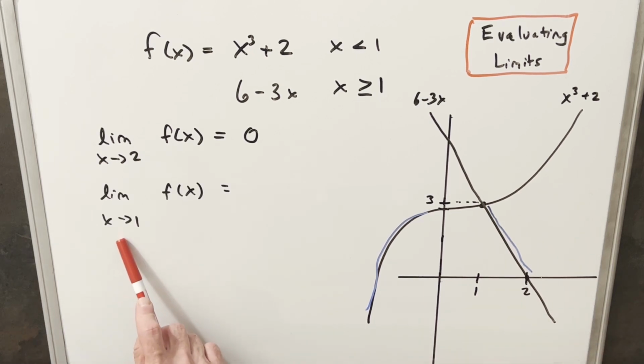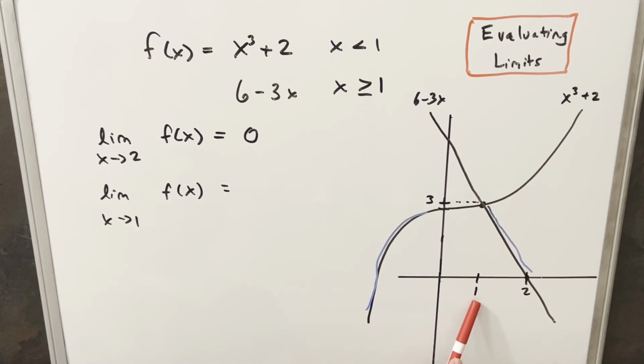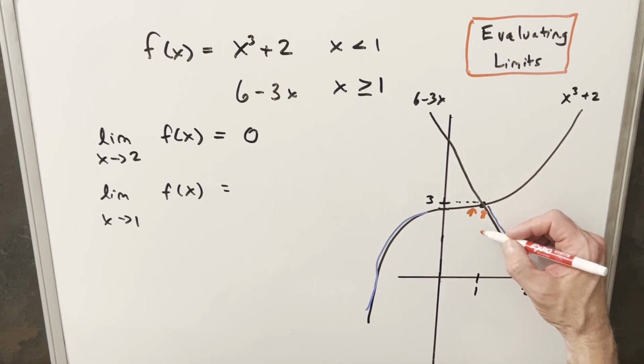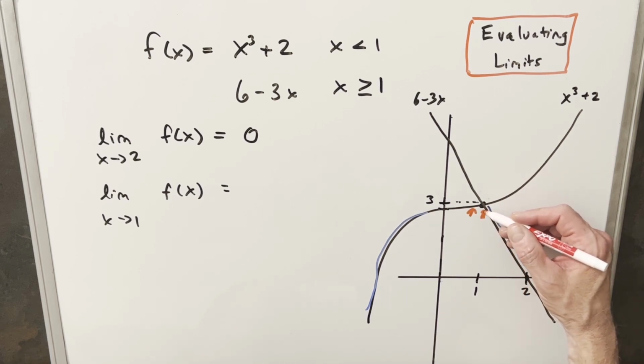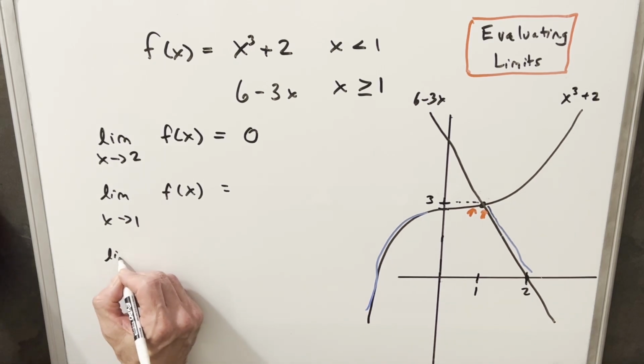Okay, next we want to find the limit as x approaches 1 of f of x. So our 1 value is right here, right at this intersection point. To evaluate this, we want to look at the right-handed limit and the left-handed limit. So we're just looking at points really close on both sides of x equal to 1, and we can evaluate this separately.